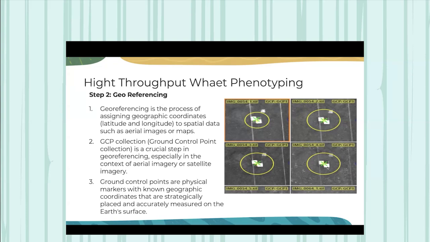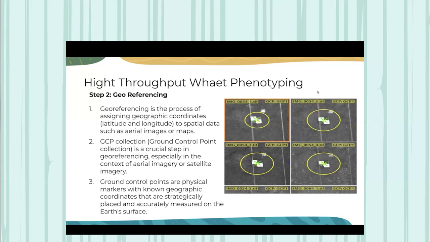We have marked different ground control points, and with the help of a GPS, we manually noted the GPS coordinates of these points. So before flying the drone, we mark these points in the field. They are normally 10 to 15, mostly because that trial was done in an area of about 1.5 acres.